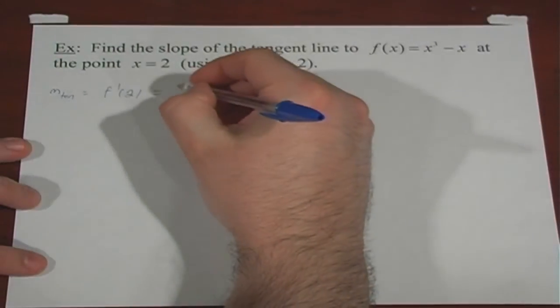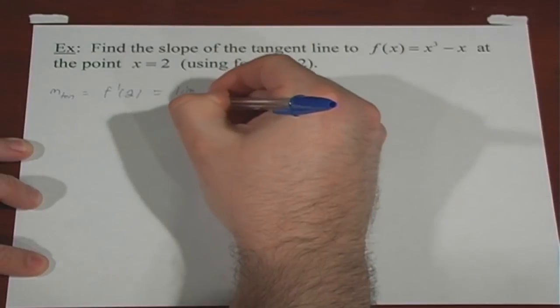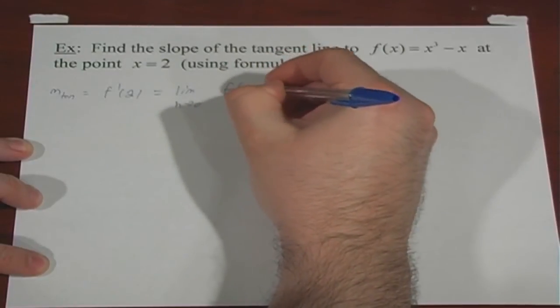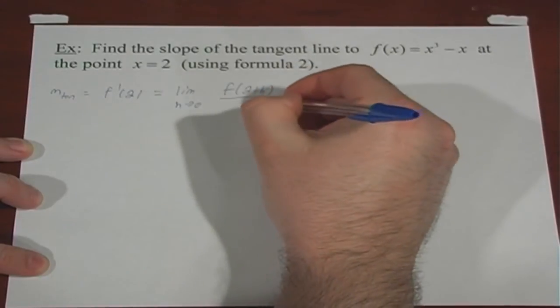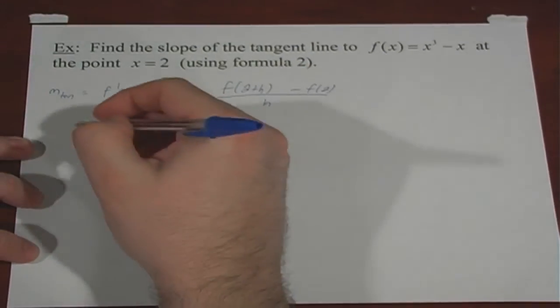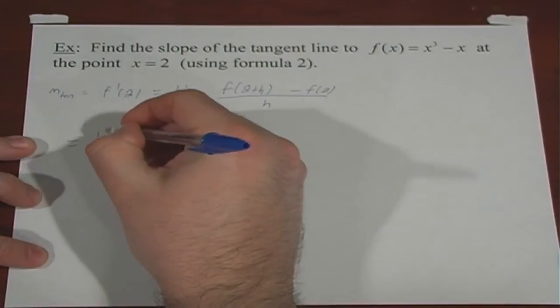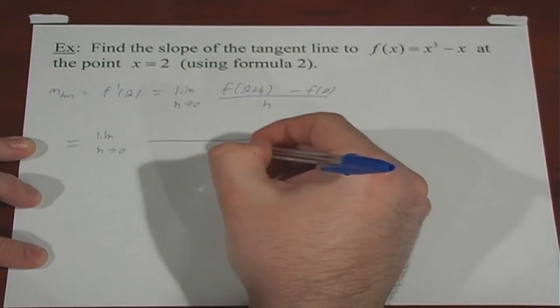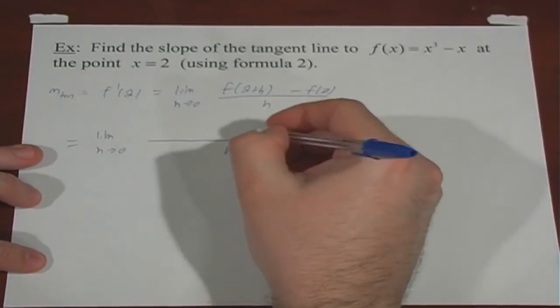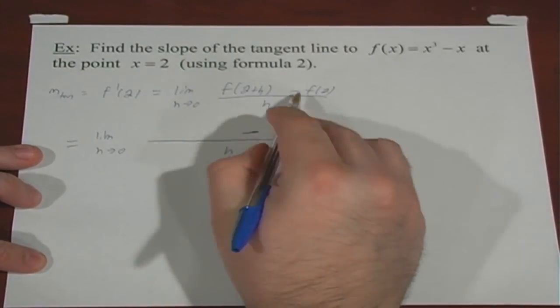And it's going to say limit h goes to 0 of f of 2 plus h minus f of 2 over h. Okay, so limit h goes to 0. The bottom I'll just leave as h. Now let's see what these things are. Let me put the minus sign here. This is that minus sign.